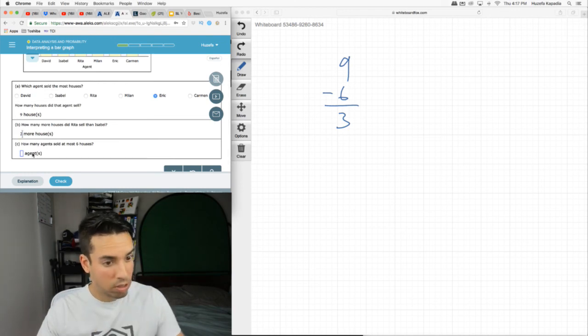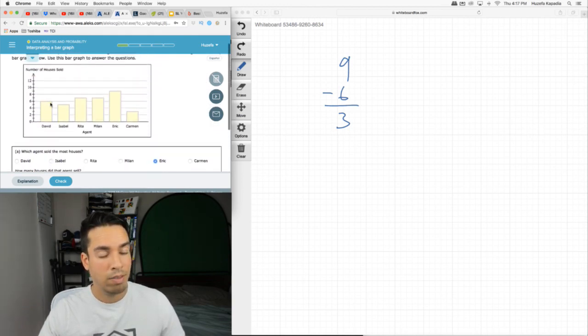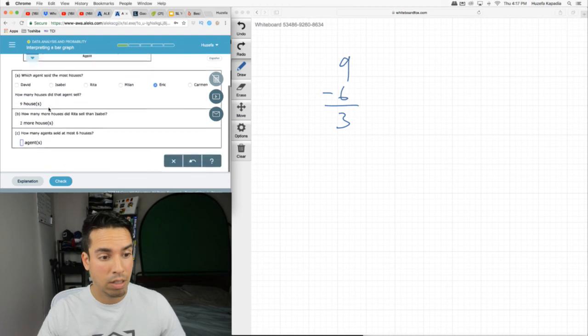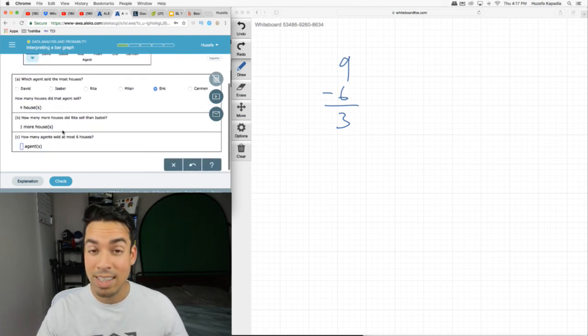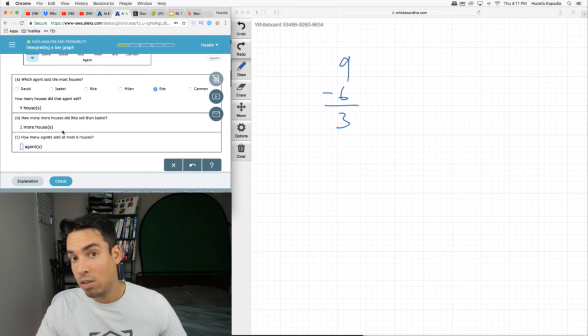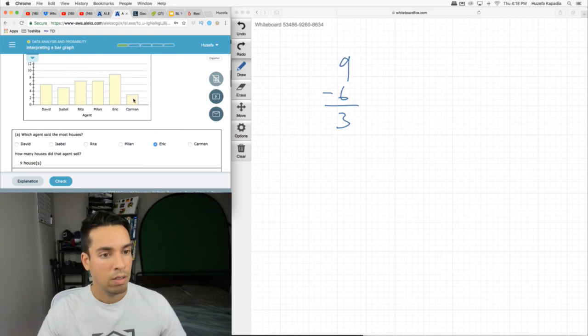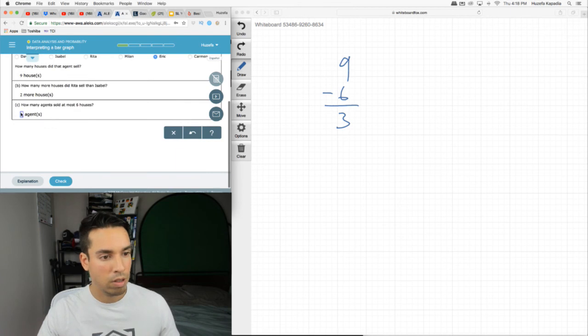And then how many agents sold at most 6 houses? At most 6 houses. Which means if they sold 6 houses, they also fall into this. And at most doesn't mean more than, that means less than or equal to. Because like I have at most $100, I could have 98, 97, 50, whatever. So we've got 1, 2, 3. These guys sold above, so they don't count, so only 3.